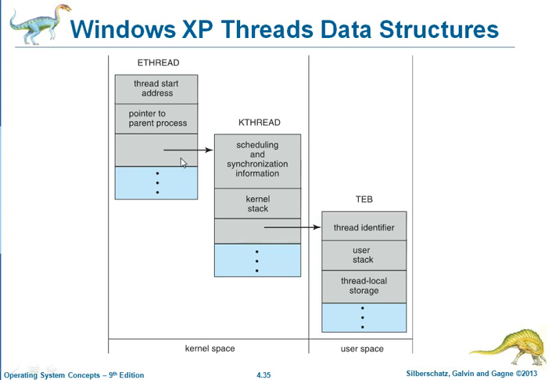The EThread contains a pointer to the corresponding KThread. The KThread includes scheduling and synchronization information for the thread. In addition, the KThread includes the kernel stack used when the thread is running in kernel mode, and a pointer to the TEB. The TEB contains the thread identifier, a user mode stack, and an array for thread local storage.